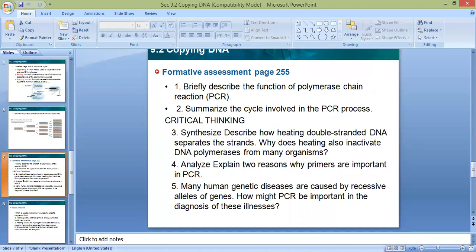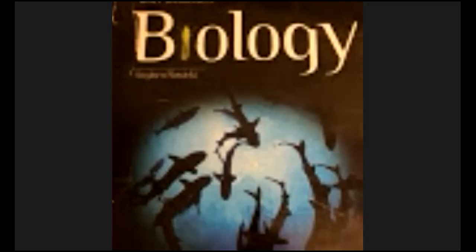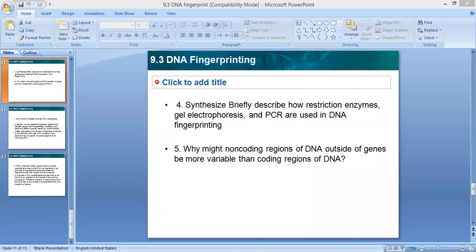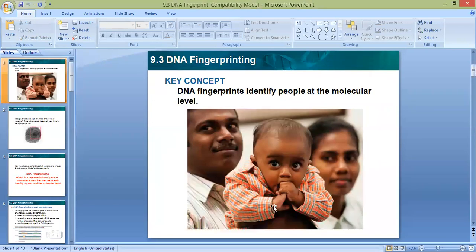All right, so we come to the next section, section 3, DNA fingerprinting. Now, DNA fingerprinting identifies people at a molecular level.